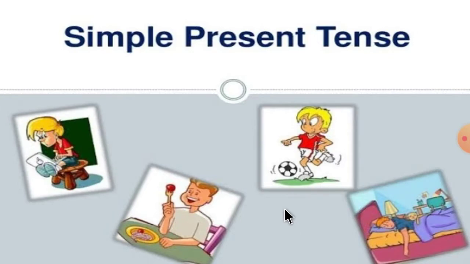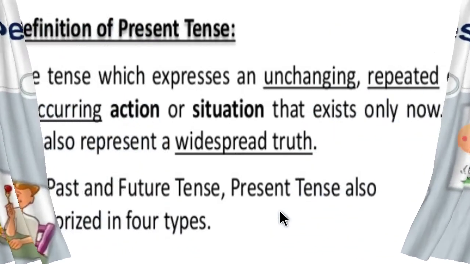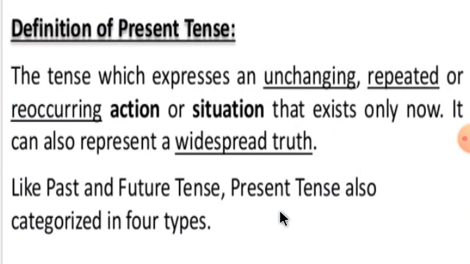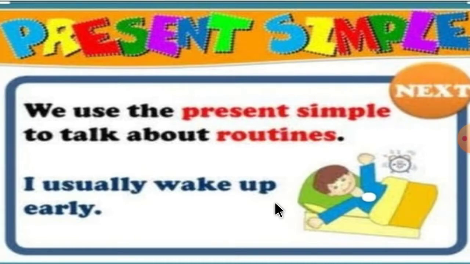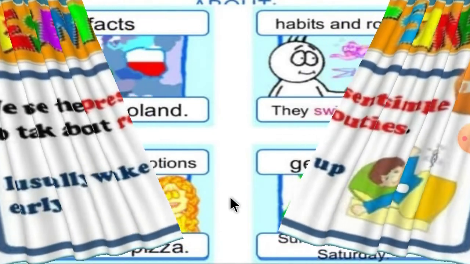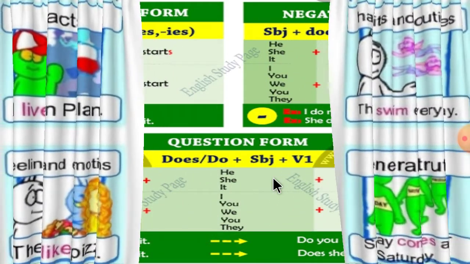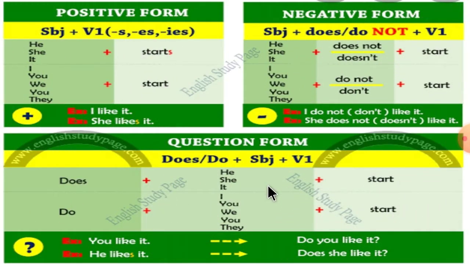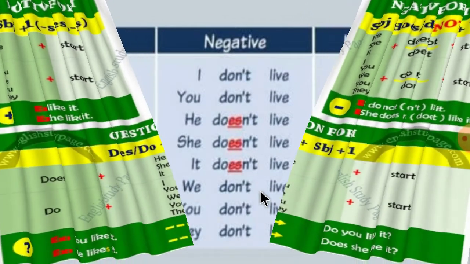First we have learned the simple present tense and its definition. After the definition, we learned the uses of the simple present tense. After that, we learned when we can use the simple present tense, and how to make positive sentences, negative sentences, and question forms, which we have seen according to examples.